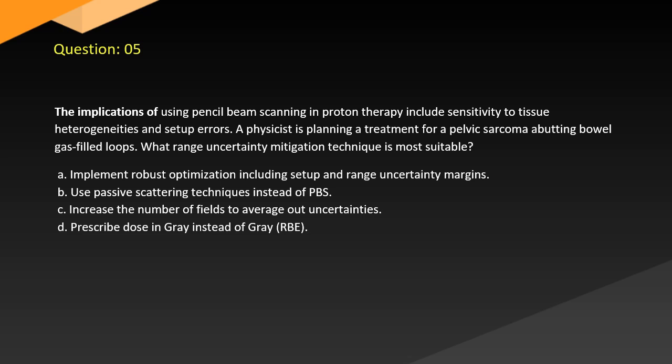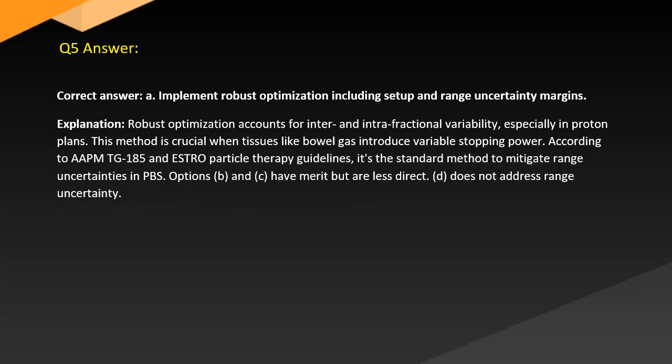B. Use passive scattering techniques instead of PBS. C. Increase the number of fields to average out uncertainties. D. Prescribe dosing in gray instead of gray RBE. Answer. Correct answer: A. Implement robust optimization, including setup and range uncertainty margins.